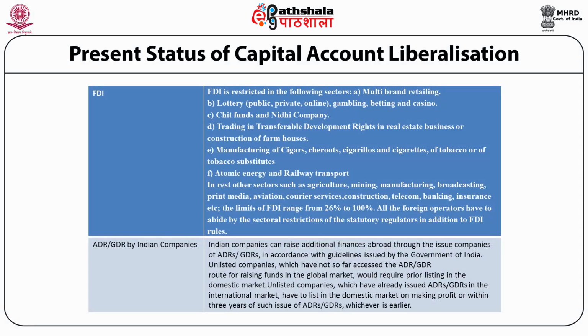it is restricted in some sectors, that is multi-brand retailing, lottery, gambling, betting, casino, chit funds and nidhi companies, trading in transferable development rights, real estate business or construction of farmhouses, manufacturing of cigars, cigarillos and cigarettes of tobacco or tobacco substitutes, atomic energy and railway transport. In the rest, all the sectors like agriculture, mining, manufacturing, print media, broadcasting, aviation, courier service, telecom, insurance, construction, banking, etc., the limits of FDI range from 26% to 100%.